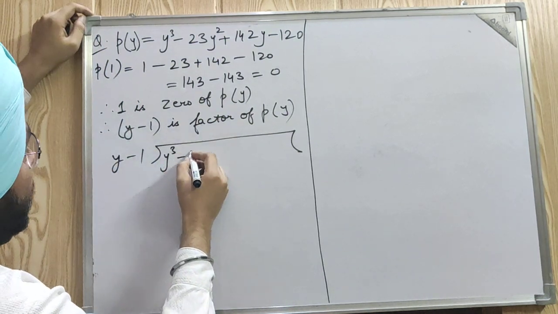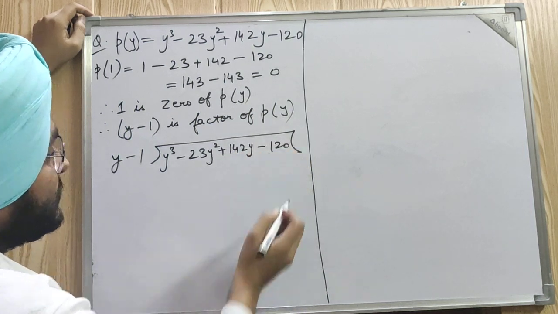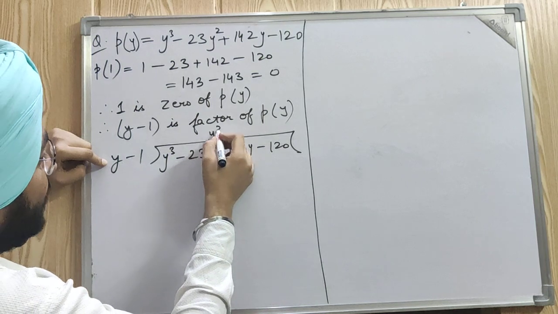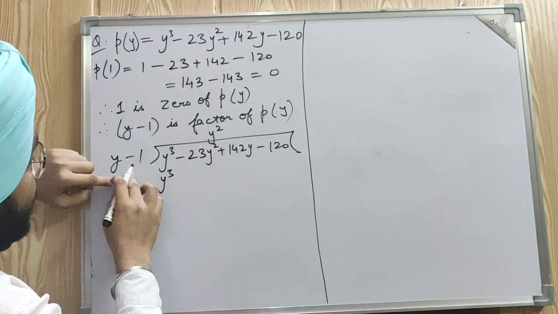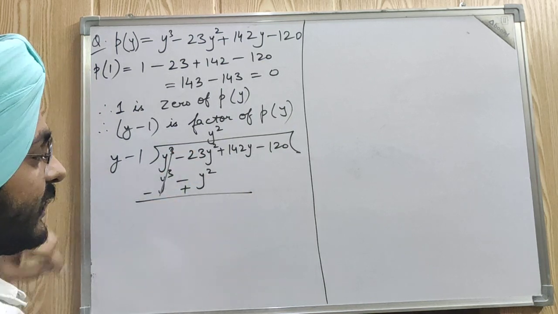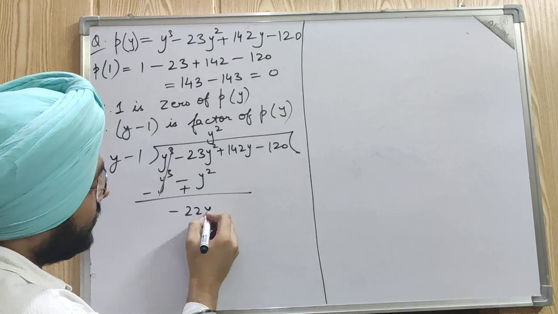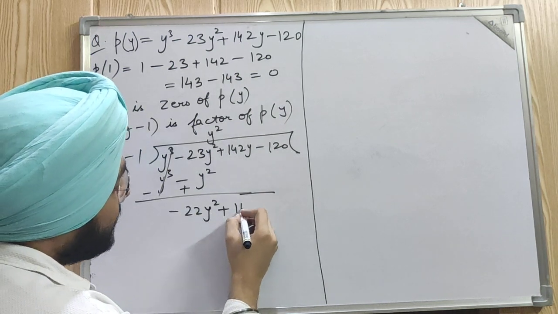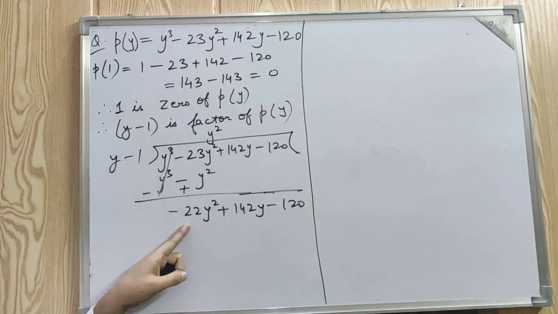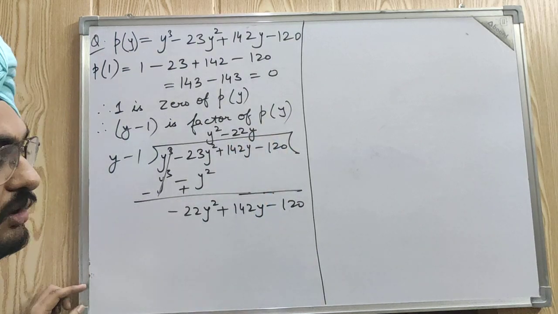So y cube minus 23y square plus 142y minus 120. y should be multiplied with what to get y cube? I will say y square. So y cube minus 1 into y square will be minus y square, negative, positive, cancel. Minus 23 plus 1, so I will get minus 22y square. The rest will come the same here. Okay, y should be multiplied with what to get minus 22y square? I will say minus 22y.